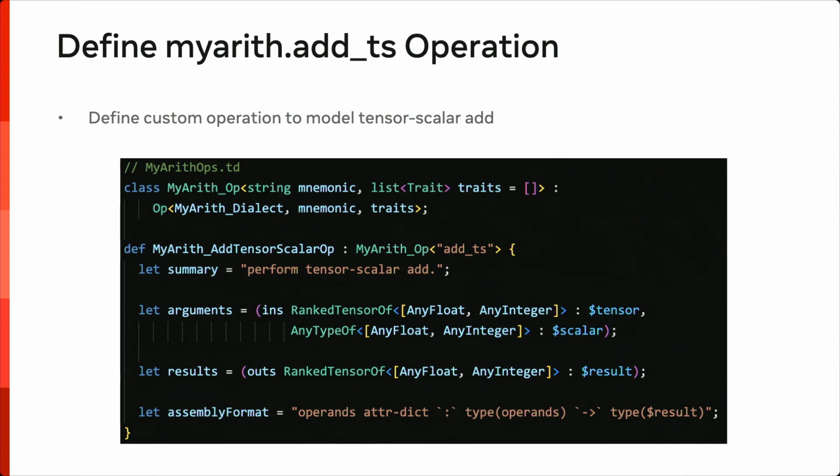We provide a summary, and in the arguments, we will explicitly specify the two input types, or the operand types. The tensor value is a ranked tensor of any floating points or integers. The scalar is just a scalar float or integer, and the result is of the same type as the tensor. Lastly, we provide an assembly format string so that TableGen will generate a nice printer and parser for us, and our generated IR will be nice to look at.